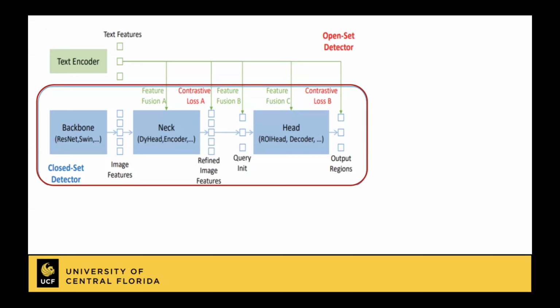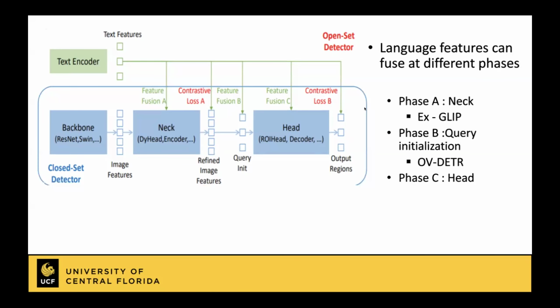So a closed-set detector can be generalized to novel objects by learning the language region embeddings. But the key to doing this is using contrastive loss between the regions and language features at the neck and/or the head outputs, as we can see in this figure.